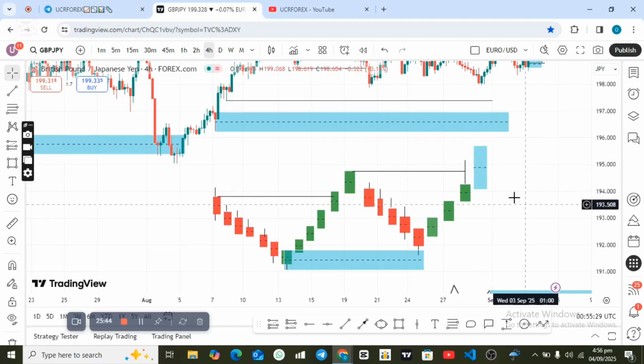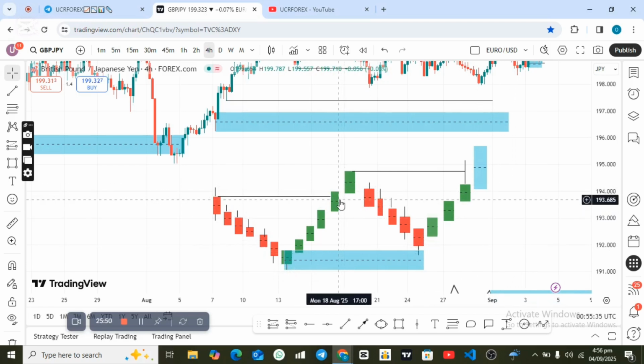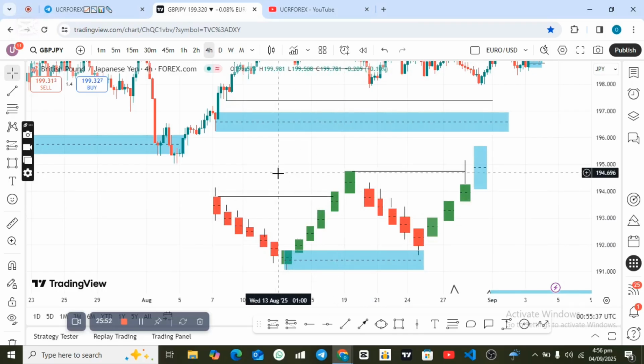If it did not break with a full body candle close above that week, run away, run. Like this one now, this one is a proper break of structure. That's number one thing. That's the most important thing.